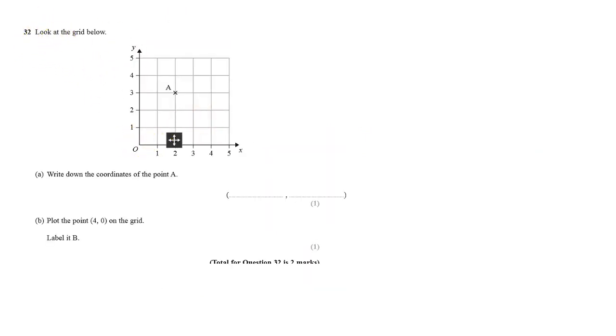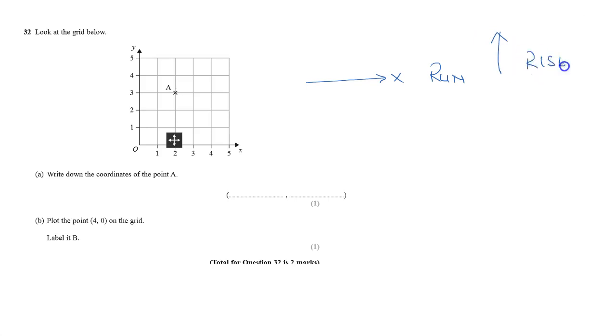Question number 32. Look at the grid below. What is the coordinate of A? A is here. To check the coordinate, first we check the x-axis, you can call it run, and then we check the y-axis, rise. So this is run and this is rise. This is the x-axis and this is the y-axis. So first we check this. This is 2 and this one is 3. This we check first and this we check second.